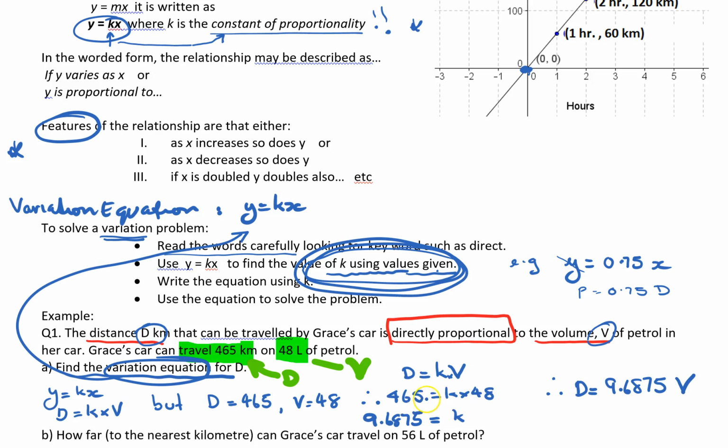When I divide this side by 48, I get 9.6875. That is the value for k. I now put that value of k back into my variation equation. And that completes part A. That might be enough for you to be able to do some of the questions from 704.